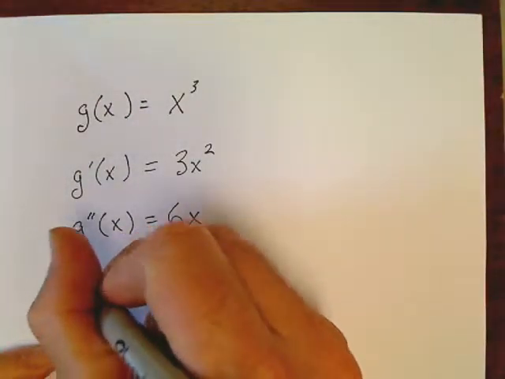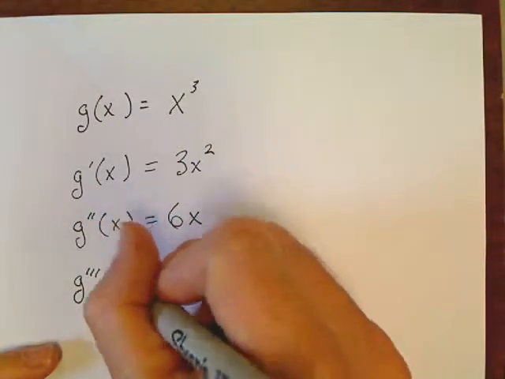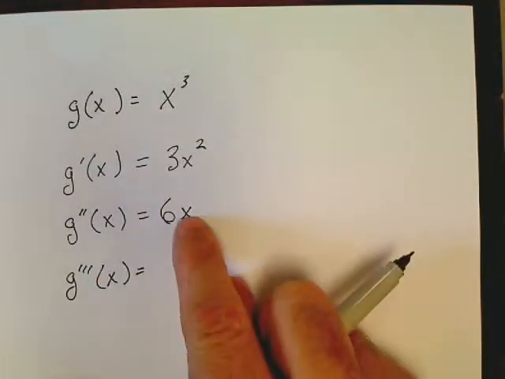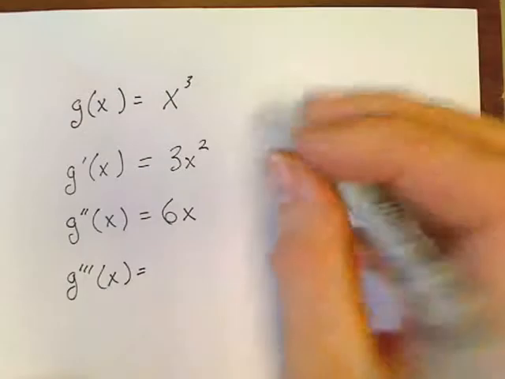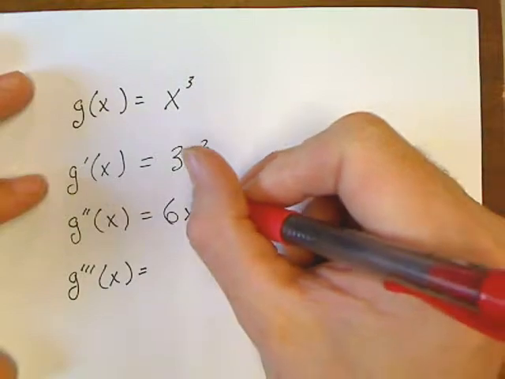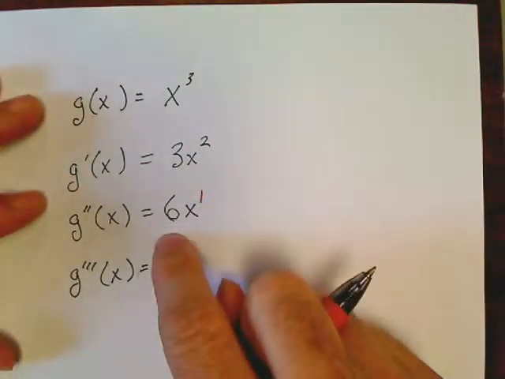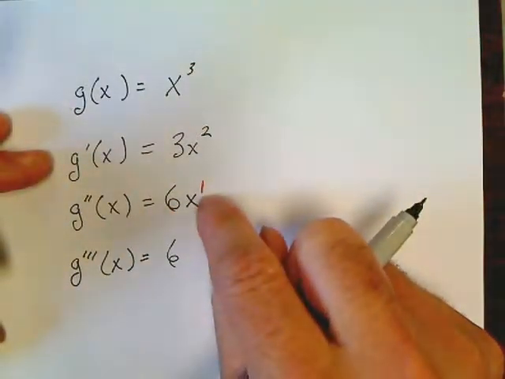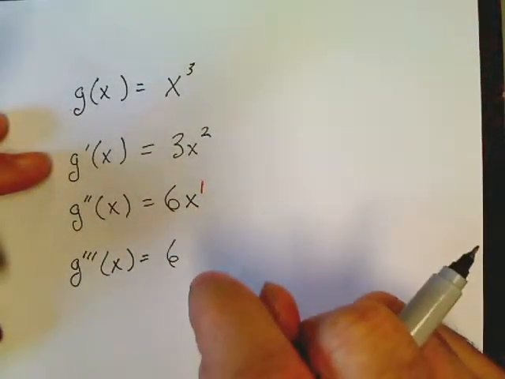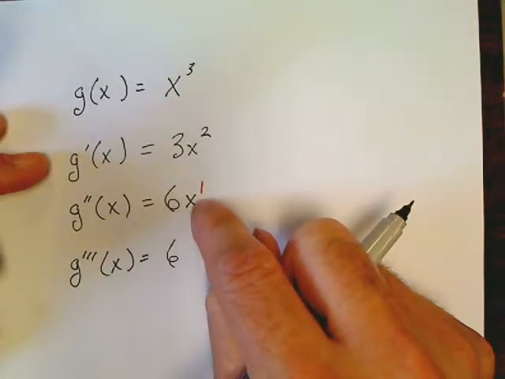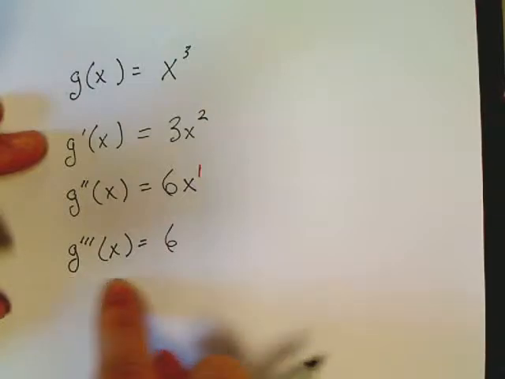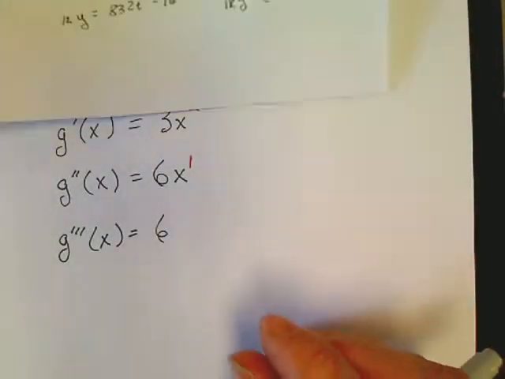Oh, I don't have to stop. I could take another derivative, g triple prime of x. What's the derivative of 6x? Let's do this in red, because you normally wouldn't write this. 1 times 6 is 6. And now subtract 1 from 1. 1 minus 1 is 0, which means the x is canceled, so we get to 6. This is the derivative process.